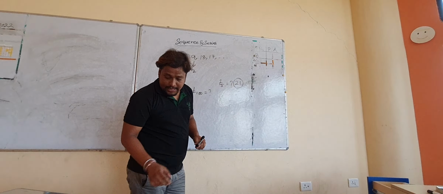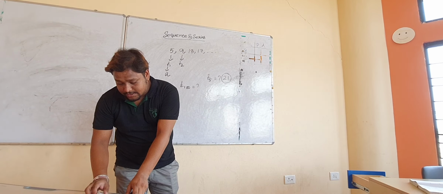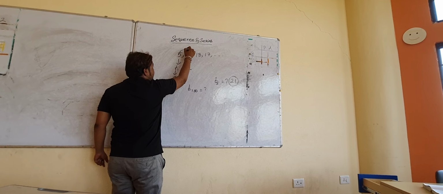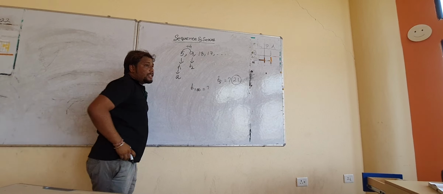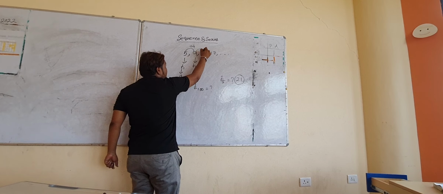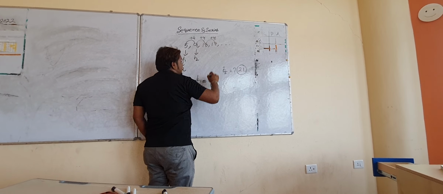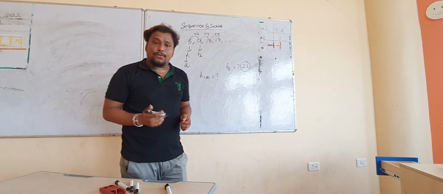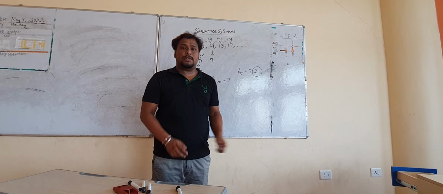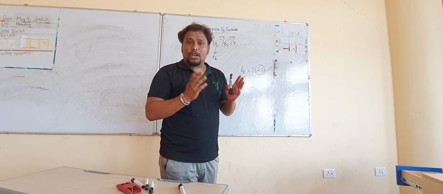Now, as you can see in this question, each term has been made by adding plus 4 to the previous term. 5 plus 4 is 9, 9 plus 4 is 13, 13 plus 4 is 17, like that. This plus 4 is the difference, and the difference is common for each of the terms. That is why it is called the common difference.